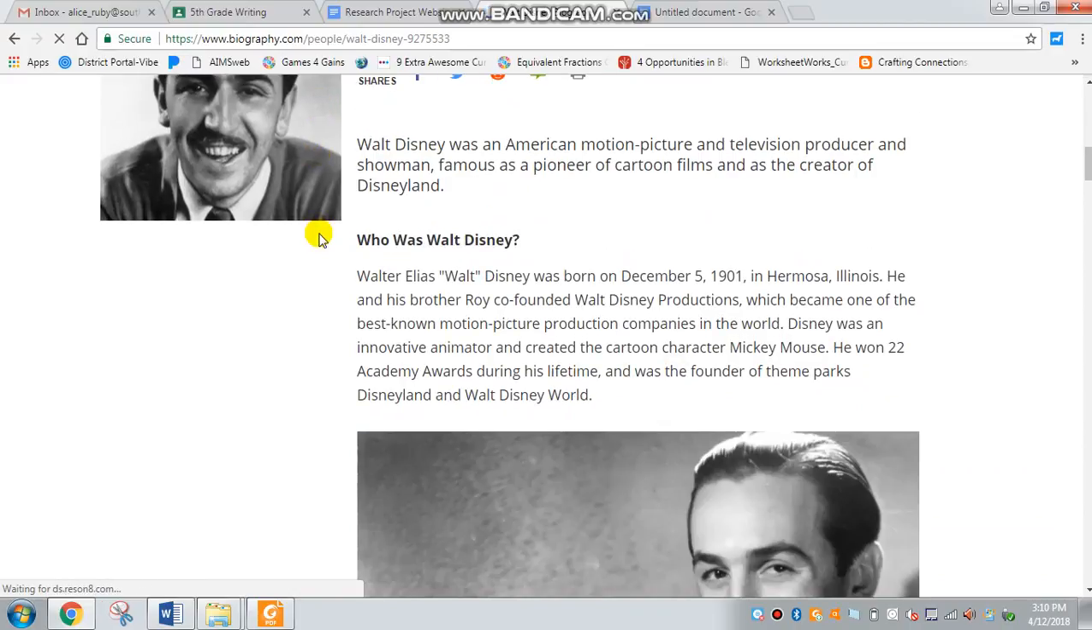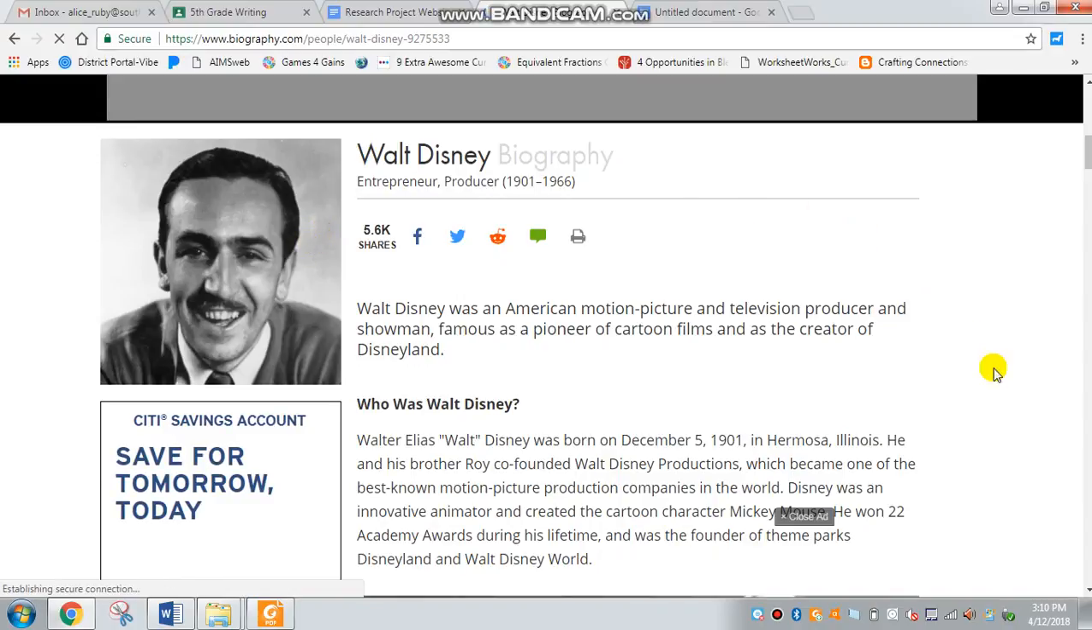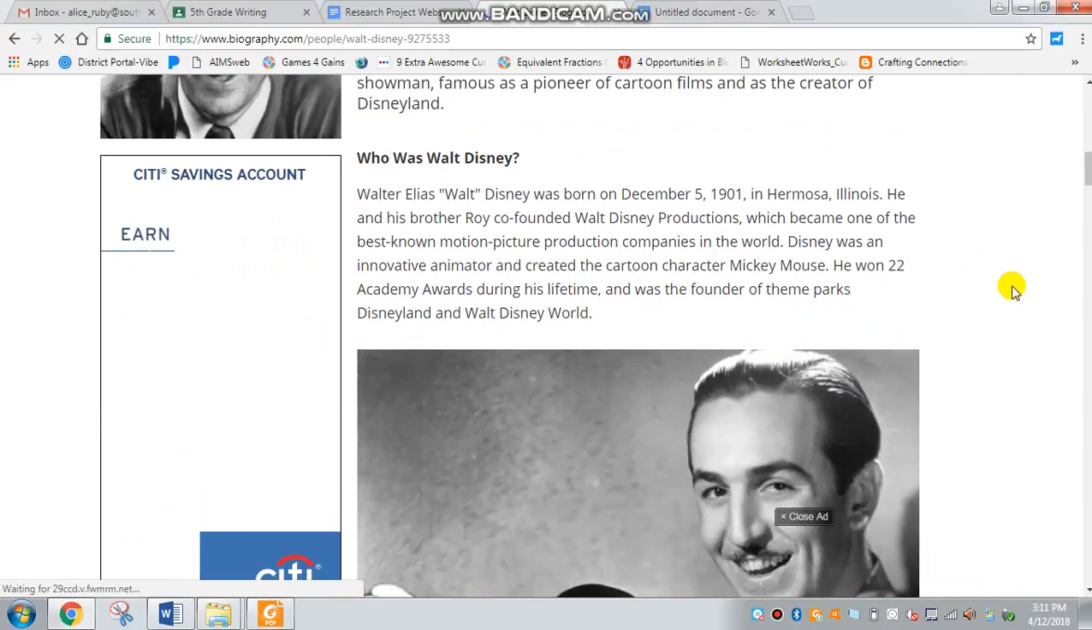Alright, so I can come down, and I'm not going to read through the whole thing today because we will take a day to read through our information and take notes on it, but I would like you to skim through and see, do you think this will give you enough information? Will this work for you? So I'm going to skim through.